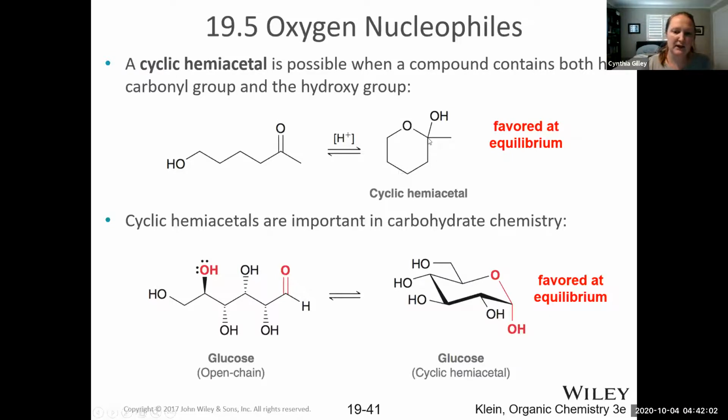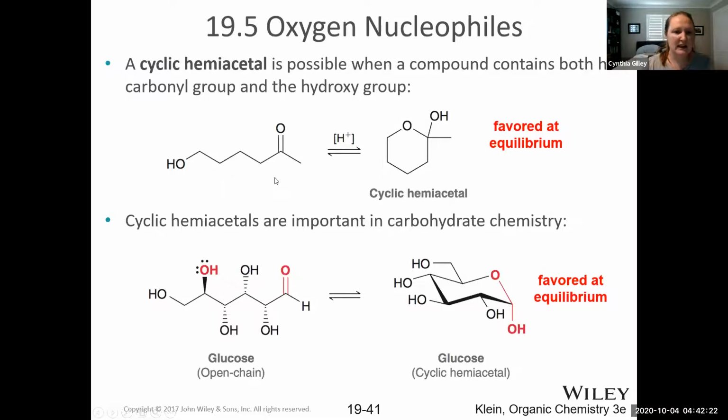There's a ring here, and there's a carbon with both an OR group and an OH group. So we call this a hemiacetal, right? Because of the ring, the hemiacetal is favored at equilibrium. If there hadn't been a ring, it would have gone back, and the reverse would have been favored at equilibrium.